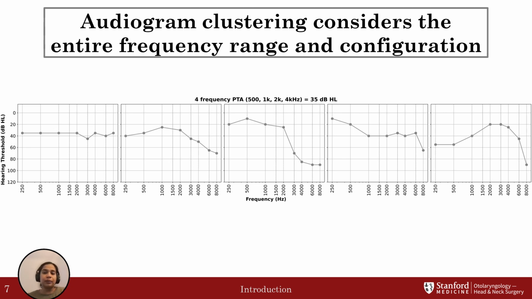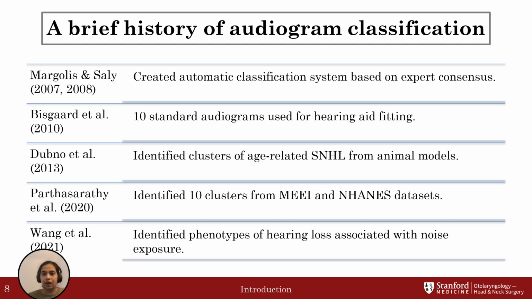One way to get a more complete picture of hearing profiles is by using clustering methods that consider the thresholds across the frequency range and hence the entire audiometric configuration. However, we are not the first group to look into this. Other groups have looked at audiometric classification methods used for hearing aid fitting or to characterize age-related and noise-induced hearing loss. We bring in some fresh perspective with respect to speech and noise abilities associated with our audiometric clusters.